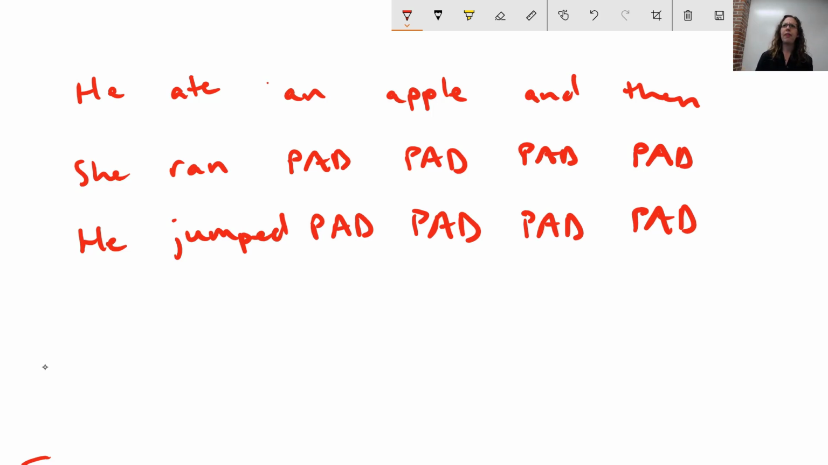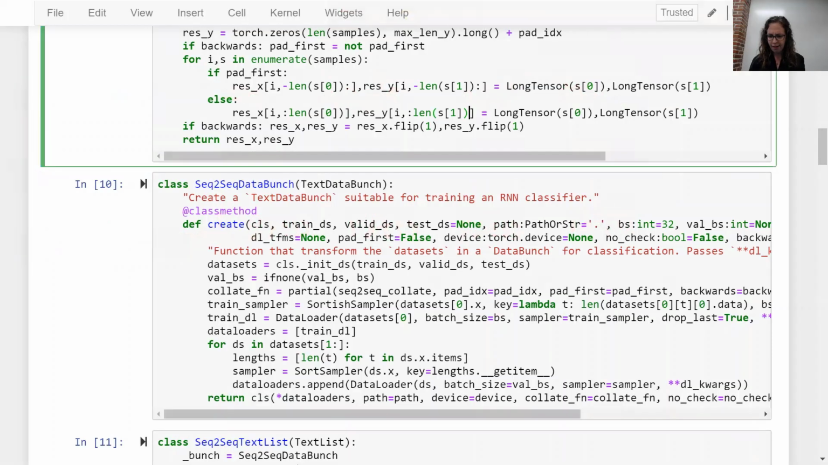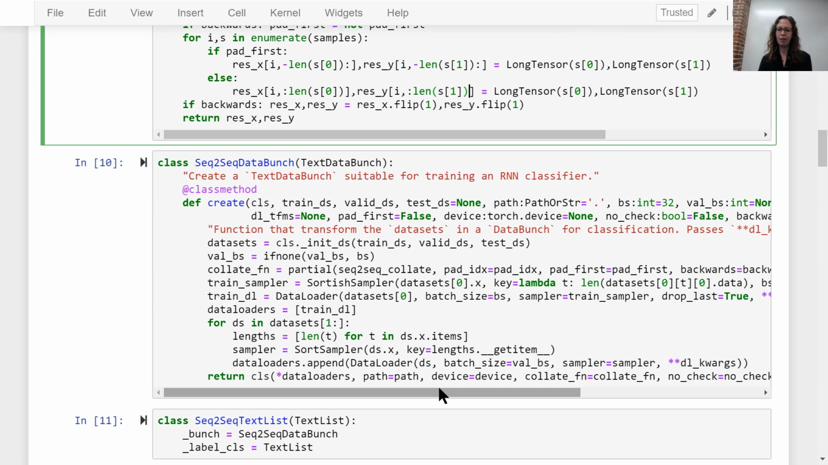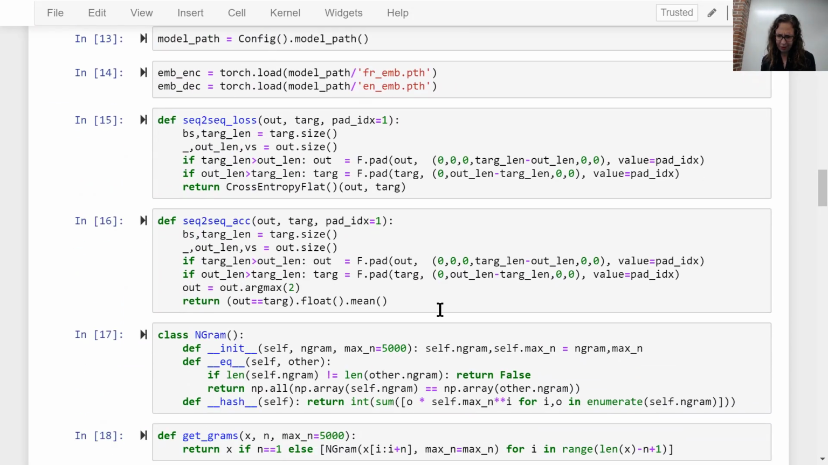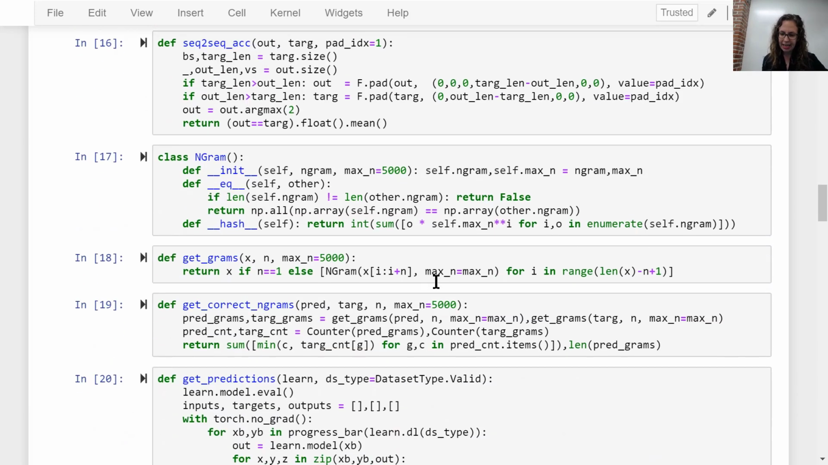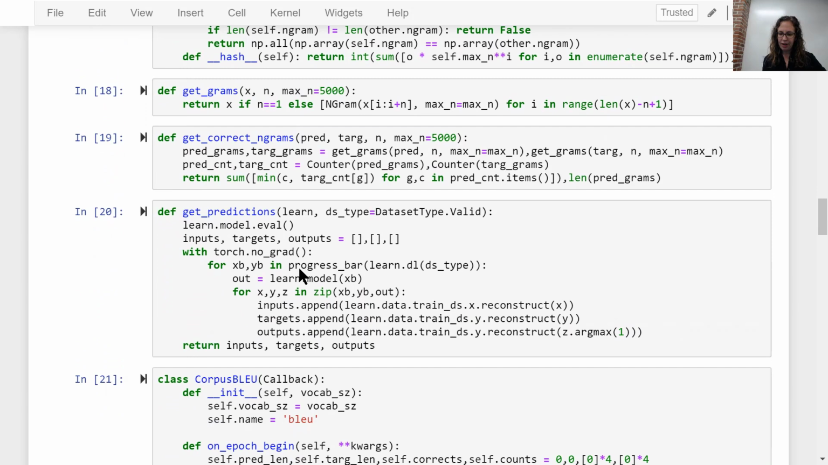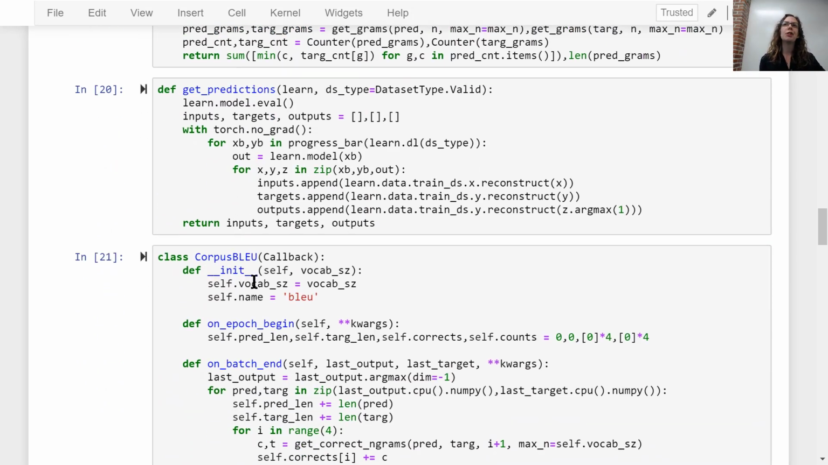Are there questions about that? So that's what's going on with this sortish sampler. And then basically we want to get our data loaders together. So having our training data loader, validation data loaders added, putting those together and having this collating method that will fill in our padding. Yeah, and then down here we had defined our loss and accuracy. These n-grams and getting n-grams are necessary for calculating the BLEU score, as we talked about earlier.